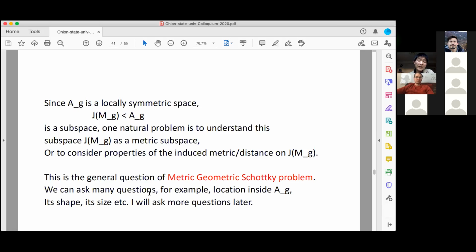You see, we can ask many questions. For example, the location of this subspace inside this metric space. Since we are dealing with a metric space, we want to understand its shape. We also want to understand the size. So I'll ask more precise questions later.